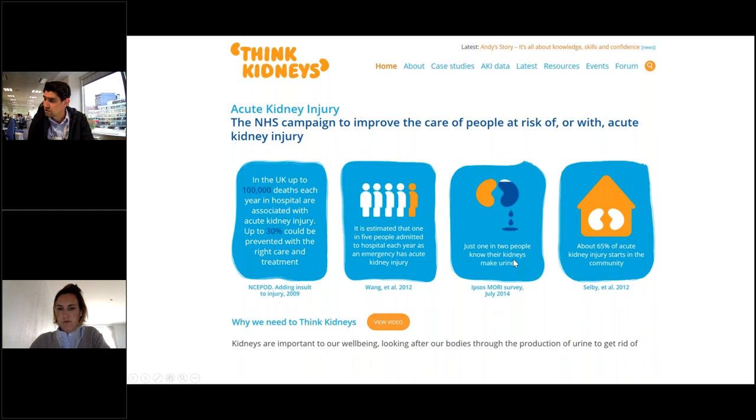And just interestingly, from this Ipsos Mori survey, just 1 in 2 people know their kidneys make urine. So it's an organ that we don't know much about. I'm sure everyone would know what their heart, lungs, and brains do, but not many people, it seems, know what the kidneys do. So having a general public awareness of the importance of looking after our kidneys is important.